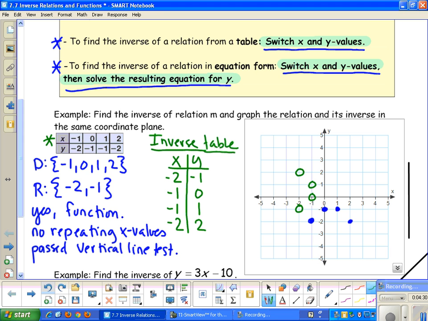Because of that, I know that it's not going to be a function because it's not going to pass, again, the vertical line test. So if I take my vertical line again, notice that it hits here in 2 places. It also hits the green dots here in 2 places. So it's not a function because it doesn't pass the vertical line test and we have repeating x values. So the inverse is not a function.